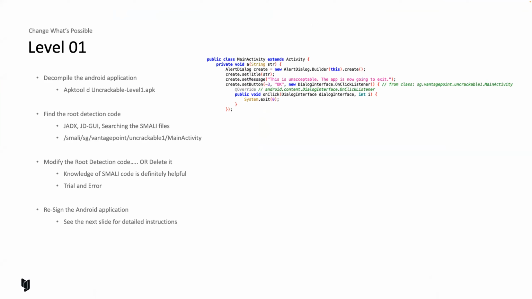You can search the Smali files directly if you want to. You can modify the root detection code or delete it. It just depends on how it's implemented. Some applications implement it standalone, where it's just one class, very simple, very easy to delete. Other ones get more complicated, where it's integrated very well into the application. You need to modify some of the code to return true instead of false and things like that. And then you re-sign the application.